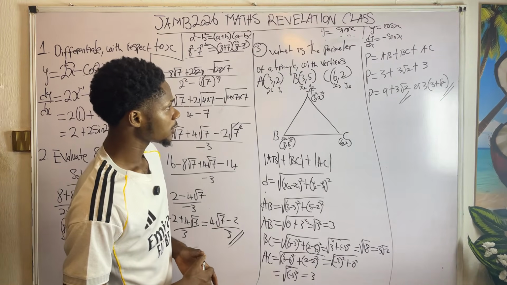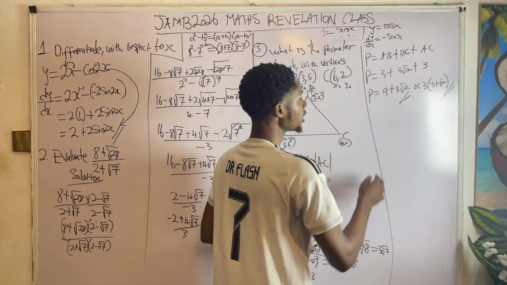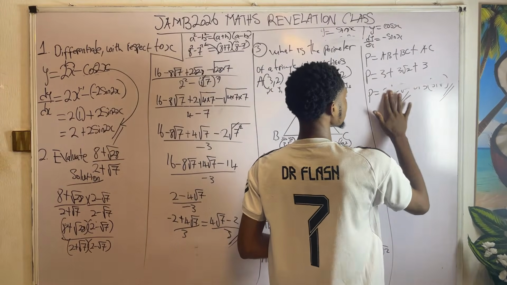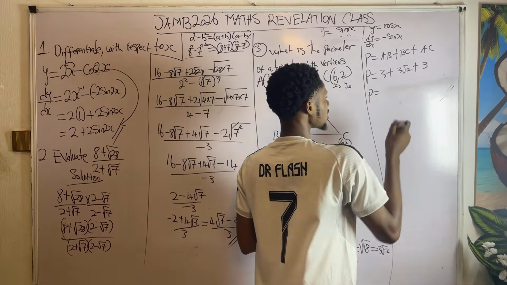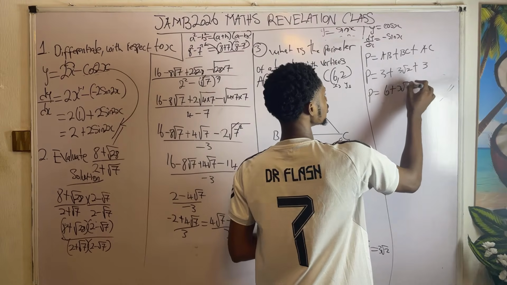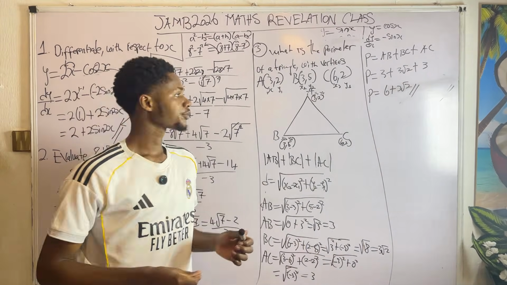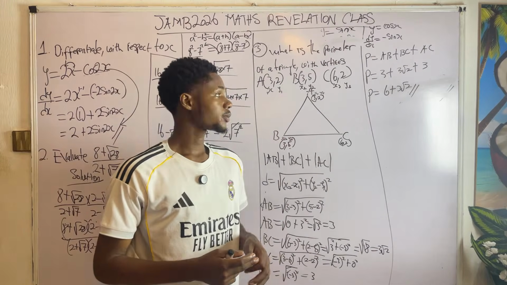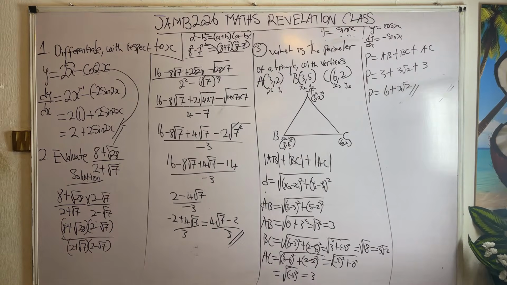Oh, here is the mistake. 3 plus 3 is actually 6, not 9. Take note of that, 3 plus 3 is 6. So we have 6 plus 3 root 2, and I think this one is in the options. It is option A: 6 plus 3 root 2.